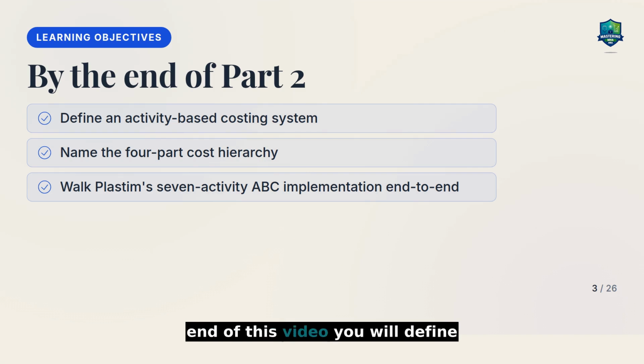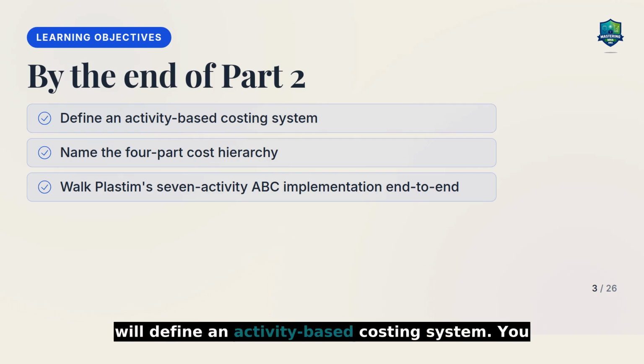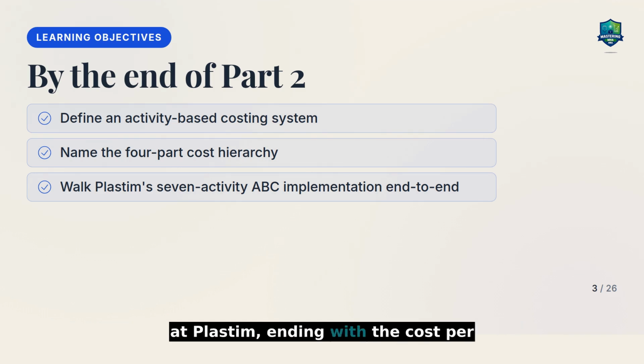By the end of this video, you will define an activity-based costing system. You will name the 4-part cost hierarchy, and you will allocate costs across 7 activities at Plastim, ending with the cost per unit of each lens type.